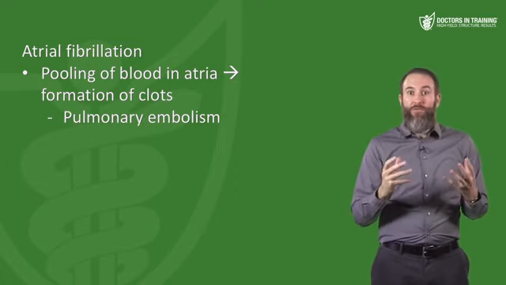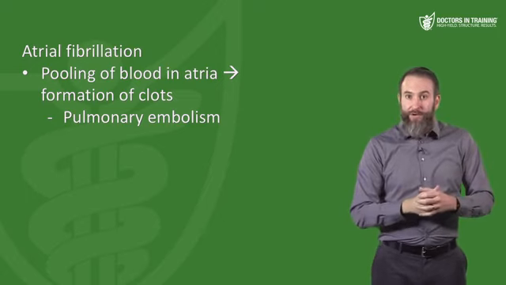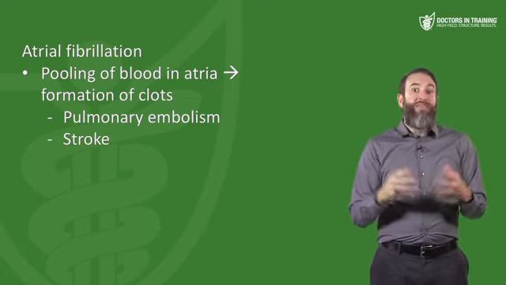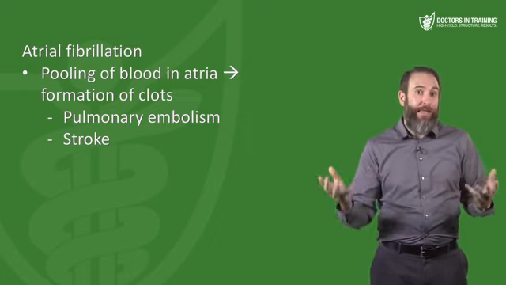Or if there's maybe a patent foramen ovale, or if the clot forms in the left side of the heart, the left atrium, then it can dislodge and embolize in the brain, cause a stroke, or maybe potentially travel to other parts of the body and embolize there. So, how do we treat AFib?